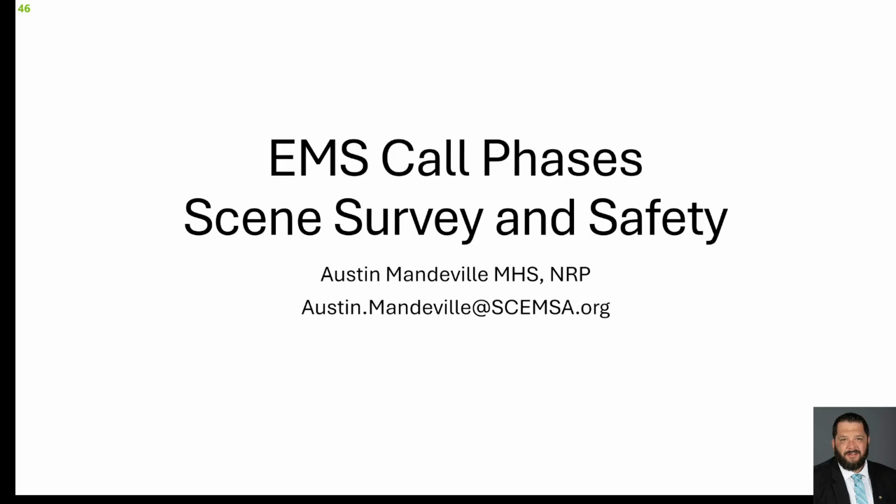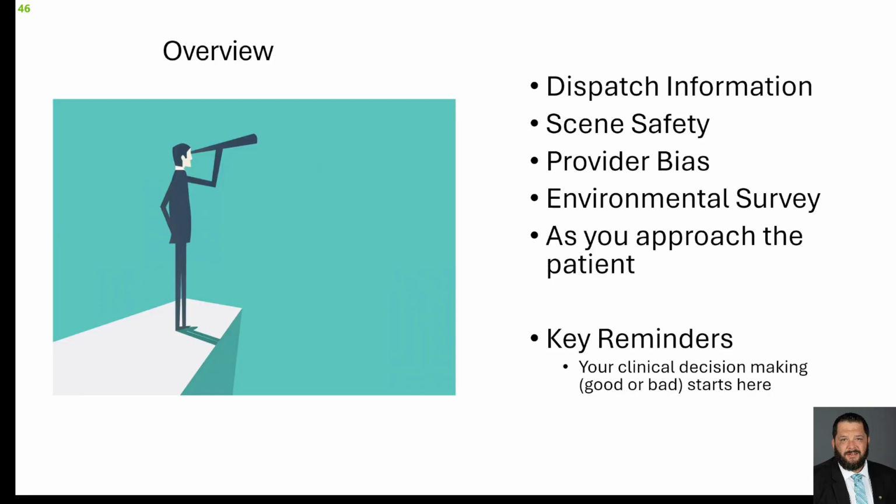If you remember from our overview, the dispatch phase of the call is where you're going to start developing your ideas, right? You're going to start thinking about what it is that patient may need, and then you're really going to start developing a plan for that patient, right? So your primary assessment, or excuse me, your scene survey really starts with the dispatch information. You're going to start thinking about, is this a chest pain call? Is this an area I know? Is this a patient I know? Then we're going to get into scene safety as we arrive on scene.